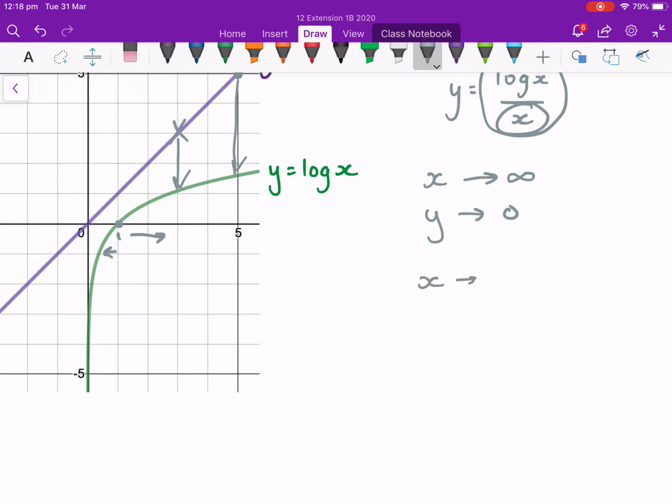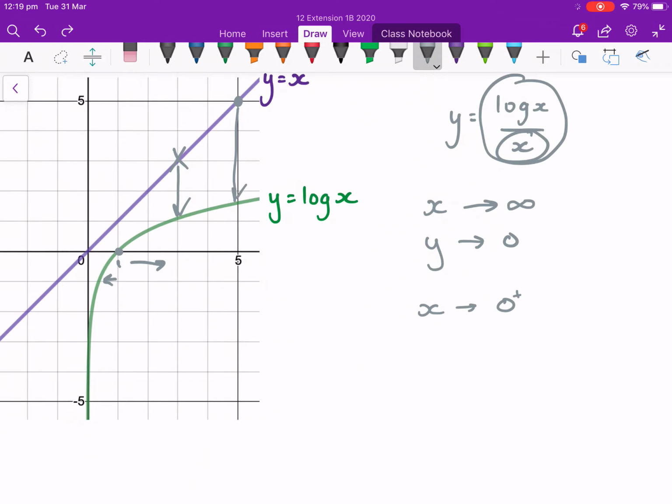Now what we need to look at as well is what happens as x tends towards 0 from above. So what's happening down here? We need to look at the values of this. Log x is negative for a start, and x is still positive in this region. So what we're focusing on at the minute is what happens as x is between 0 and 1.